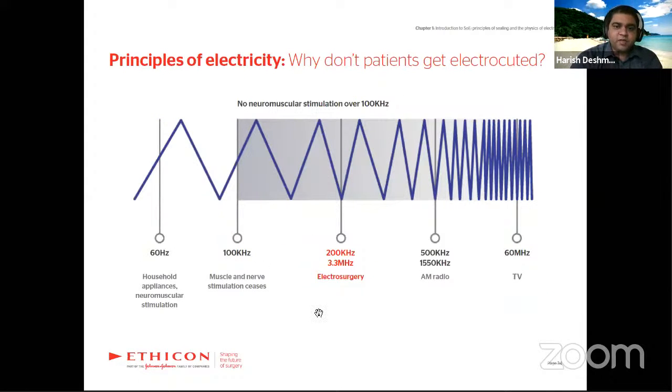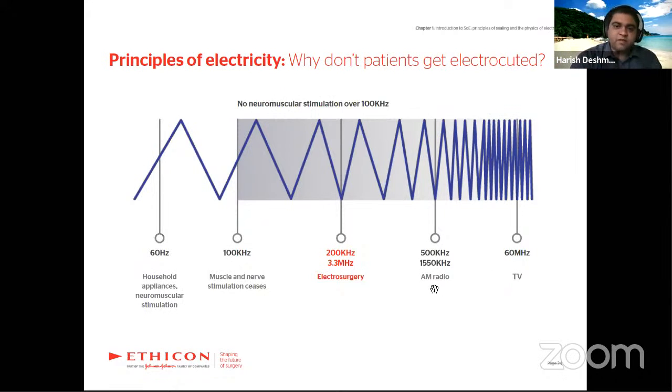Why don't patients get electrocuted? Here we have the answer. Our muscles and nerves have a stimulation process up to 100 kilohertz of electricity which we receive. Anything beyond 100 kilohertz, we don't have any kind of neuromuscular stimulation.